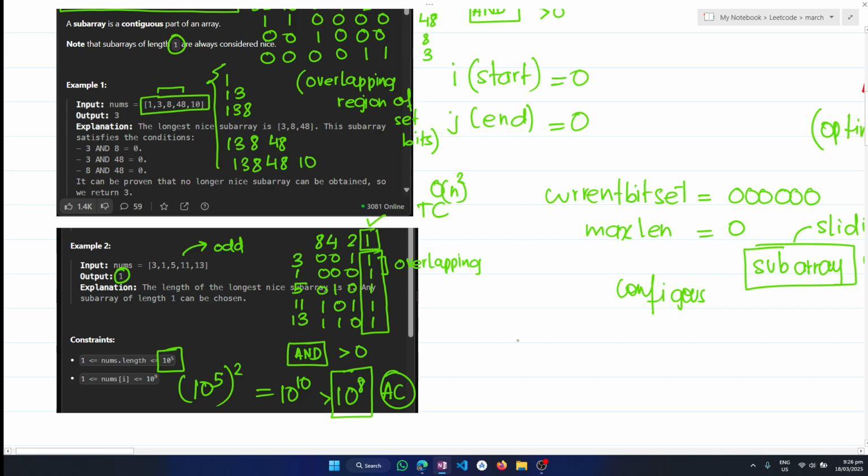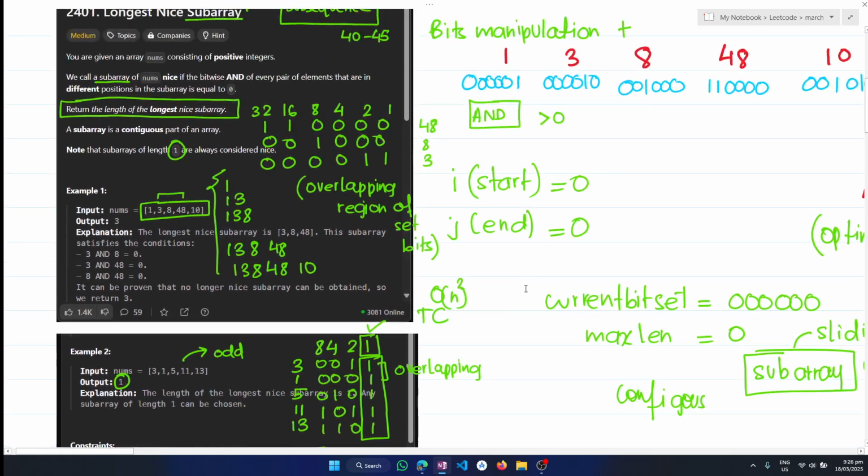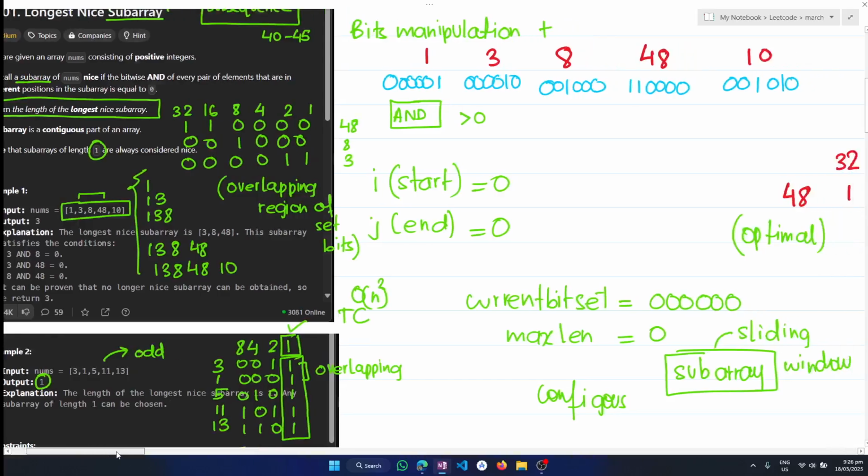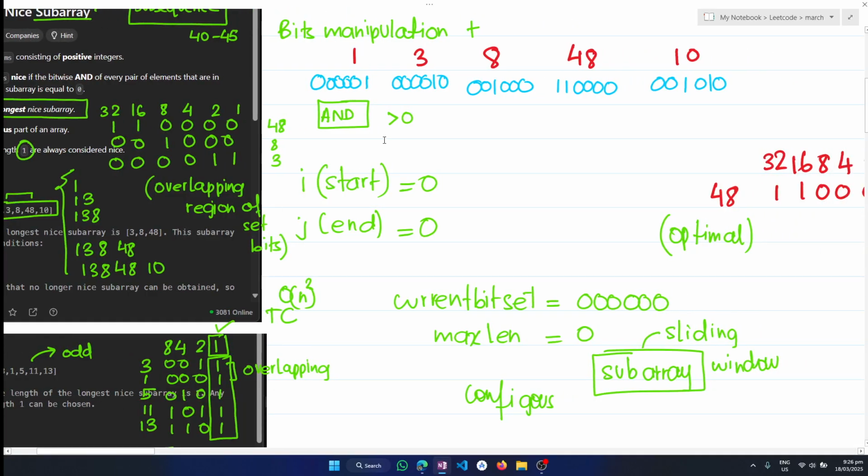So how can I do anything which is better than O of n square? That is something which we are trying to think about. Let's see if taking a sliding window approach can help us at this point. I'll take an i pointer, which is the start of my window, and a j pointer, which is the end of my window. Right now both of those pointers are at 0. These are my initial conditions.